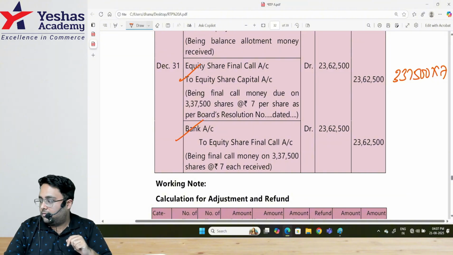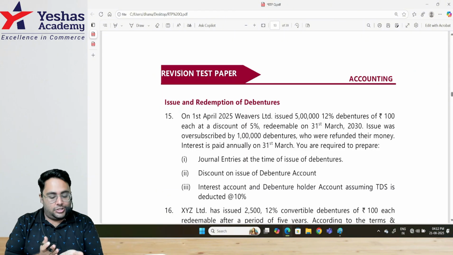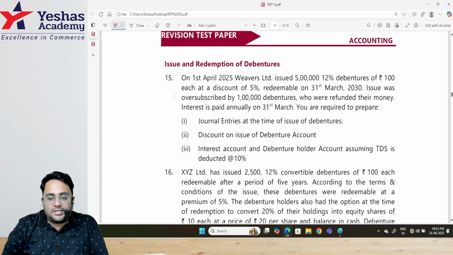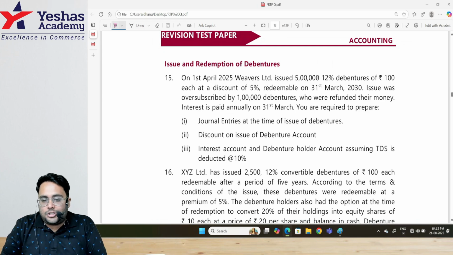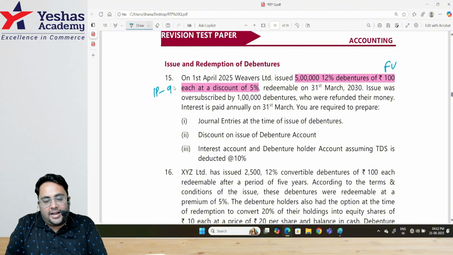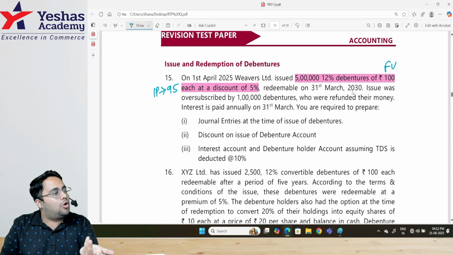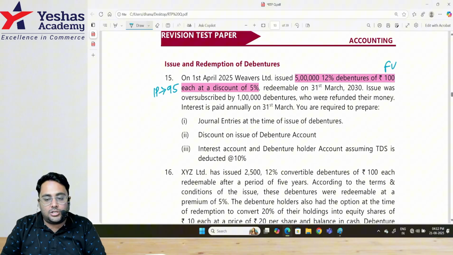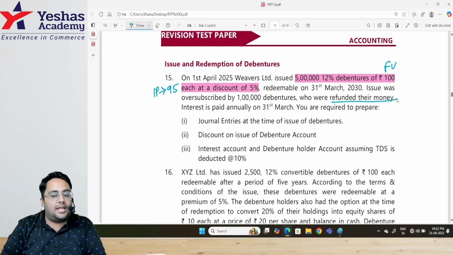The next part of the question deals with issue and redemption of debentures. On 1st April, Weavers Limited issued 5 lakh 12% debentures of 100 each at a discount of 5%. What is the face value? 100. What is the issue price? 95. Redeemable on 31st March. Redemption price not given. Redeemable at par. Issue was oversubscribed by 1 lakh debentures who were refunded their money. Interest is paid annually on 31st March.